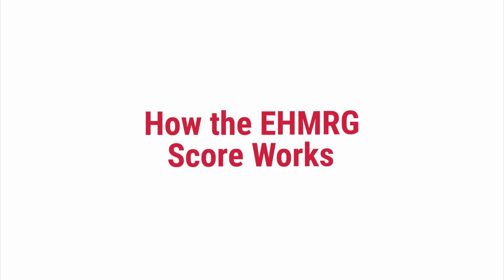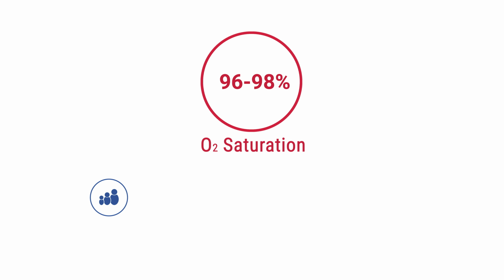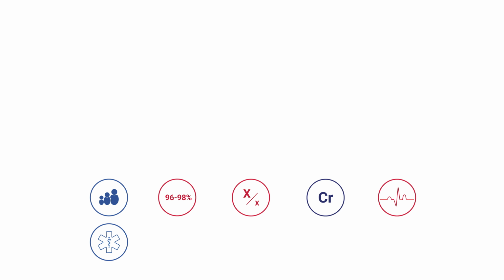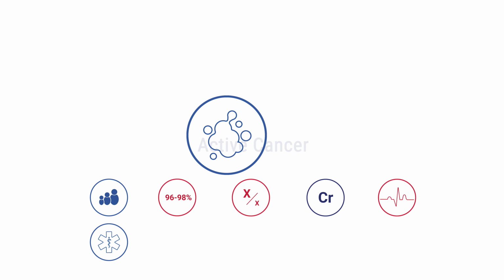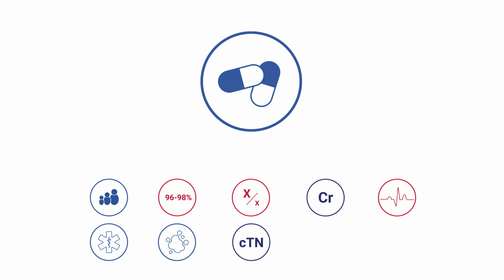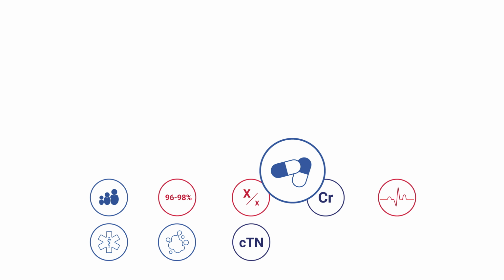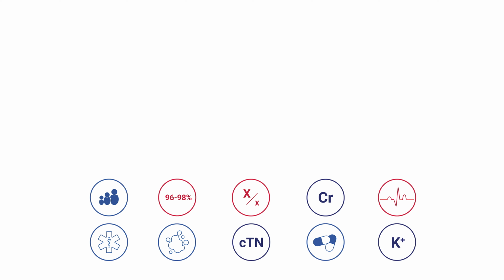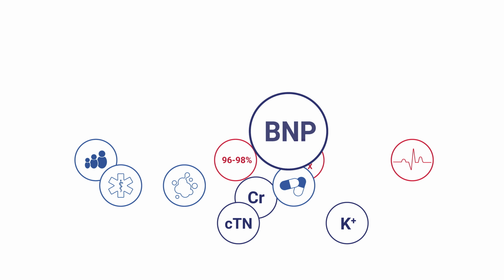We used 10 variables to calculate the score: the patient's age, the patient's oxygen saturation, the patient's systolic blood pressure, creatinine levels, the patient's heart rate, whether the patient arrived by ambulance, whether the patient has active cancer, does the patient have elevated troponin, does the patient have a prescription for metolazone at home, what is the patient's serum potassium, and optionally, what was the patient's BNP.